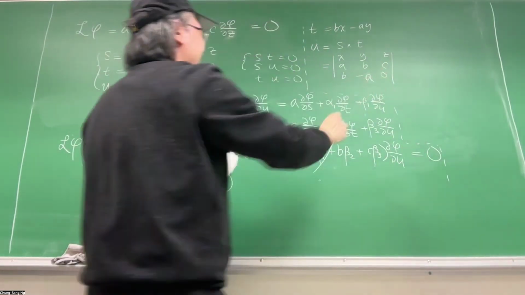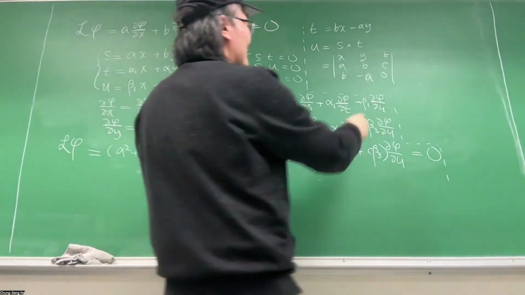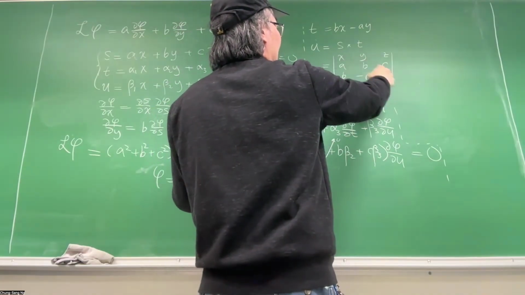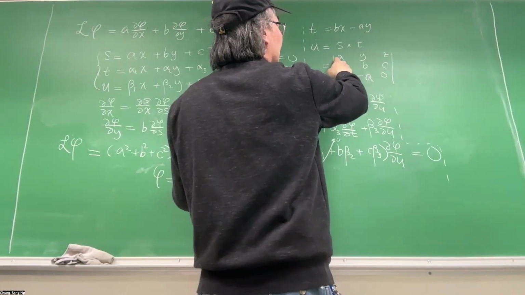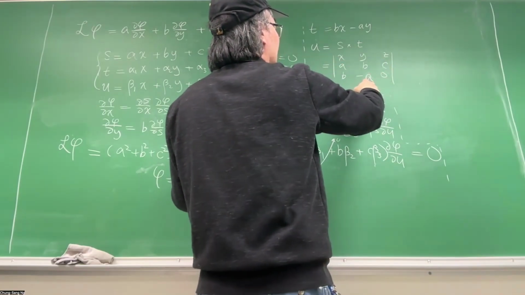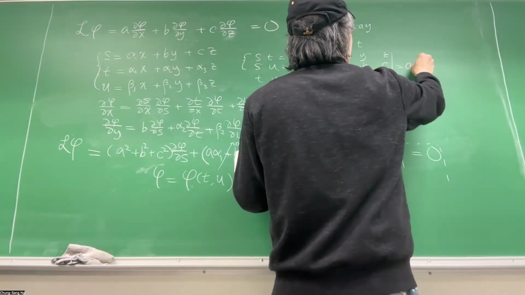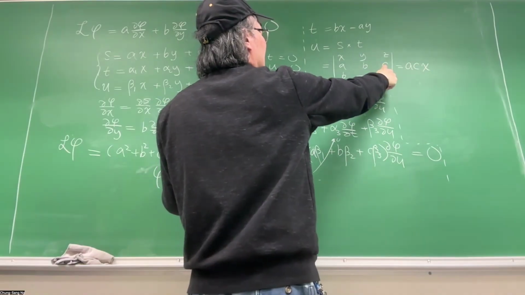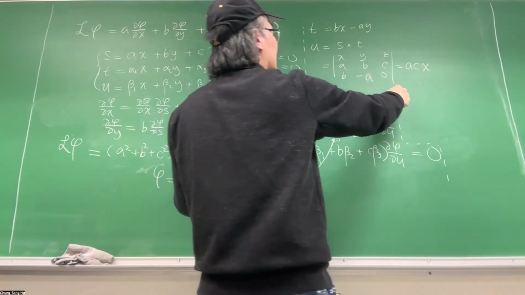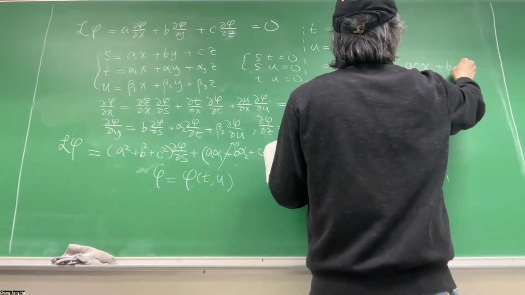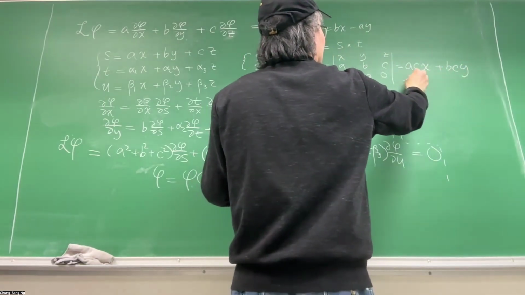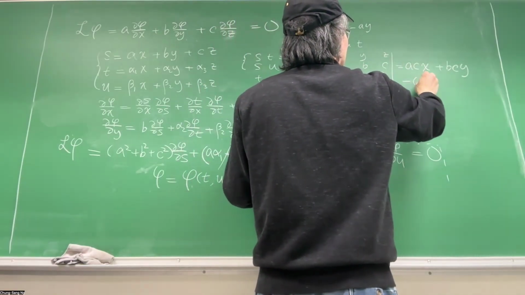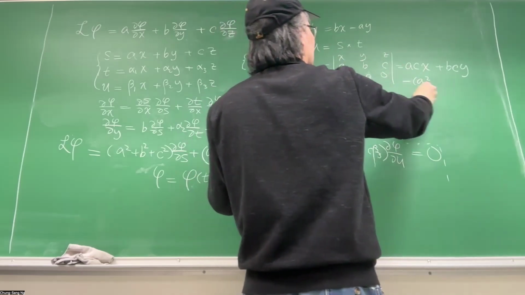Minus a. So just use your cross product rule. So x will be, you have 0 here, and then minus c times a, which is minus a c x. And then y will be b c, and that will be 0. That's b times c y, and then z will be minus a squared and minus b squared.